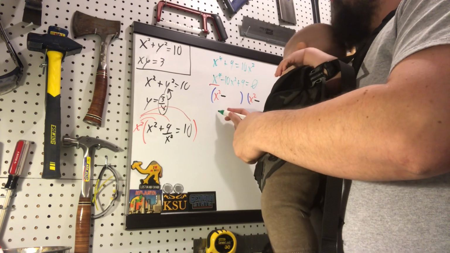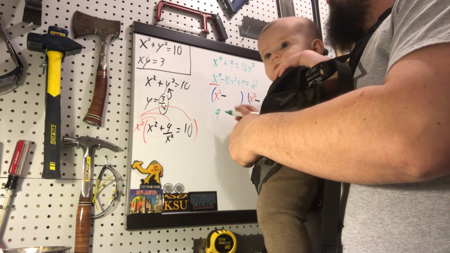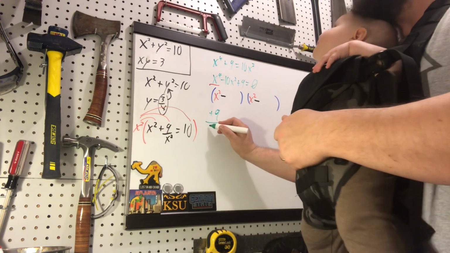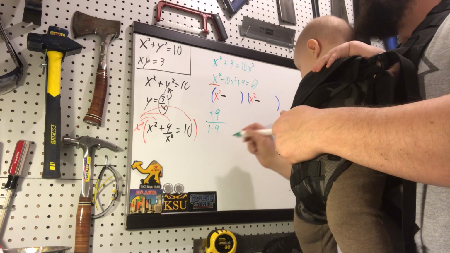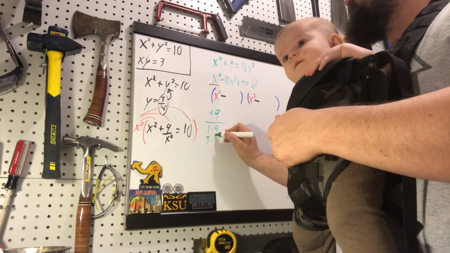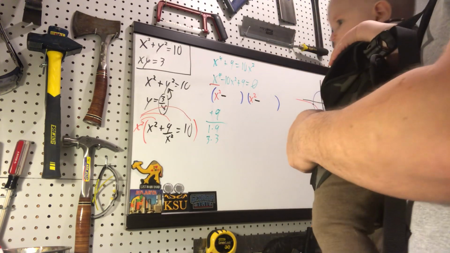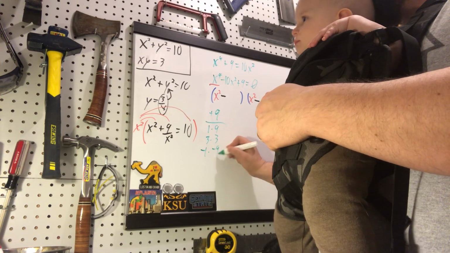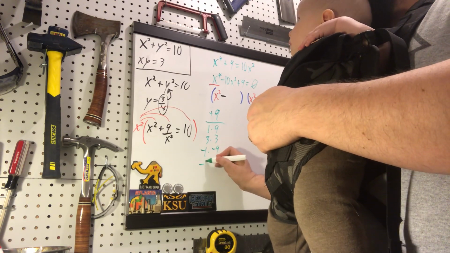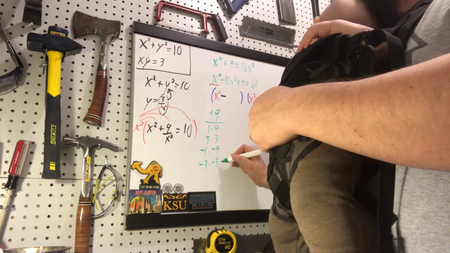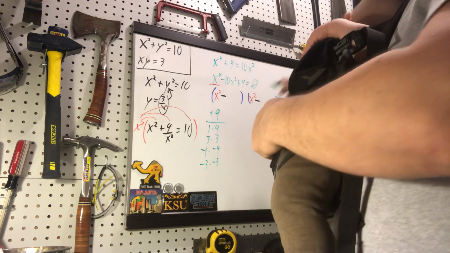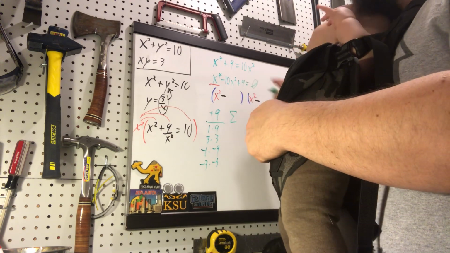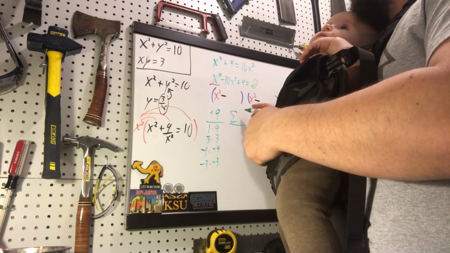So I like to do this. I like to build my positive 9 and find my multiples. I know that 1 times 9 is equal to 9. 3 times 3 is equal to 9. Am I done? No, because also negative 1 times negative 9 is equal to 9. And negative 3 times negative 3 is also equal to 9. So next thing I do is to say, okay, which one is going to give me this one?